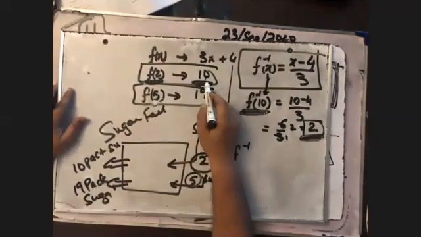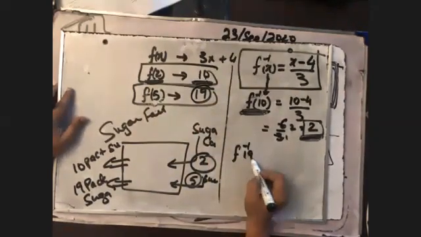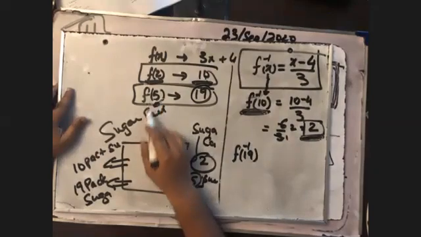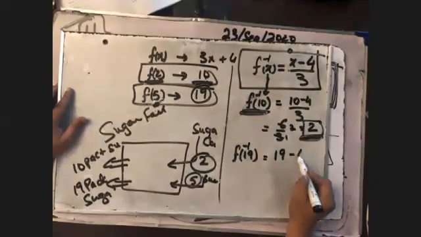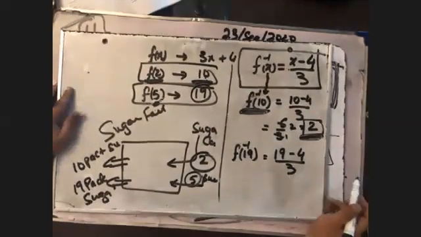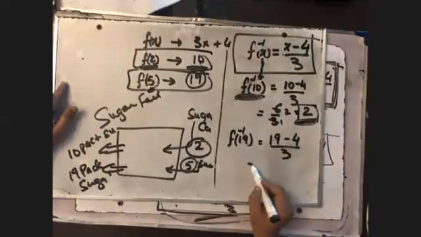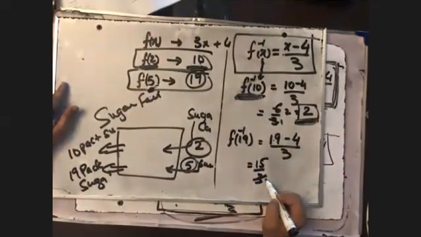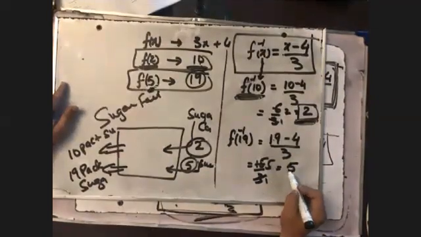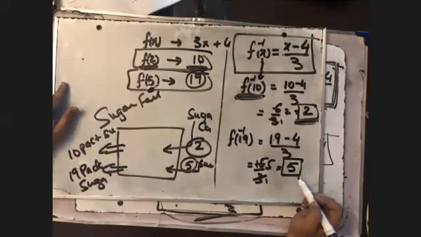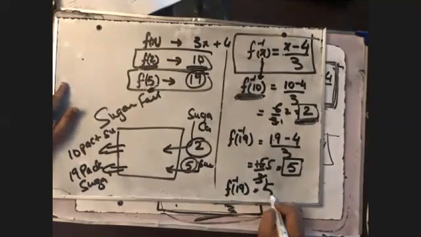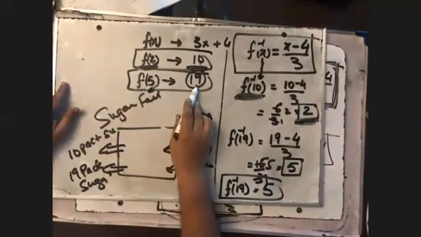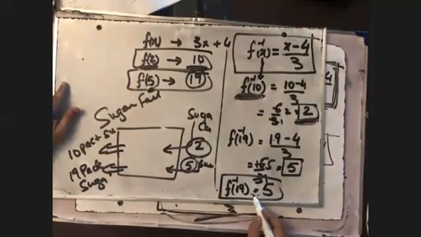Let's do f inverse of 19, and we should get the answer 5. Put in 19 here. 19 minus 4 divided by 3. 19 minus 4 is 15. Divide by 3. 3 ones are, 3 fives are. Answer is 5. So the inverse factory works. If f of 5 is 19, f inverse of 19 is 5.